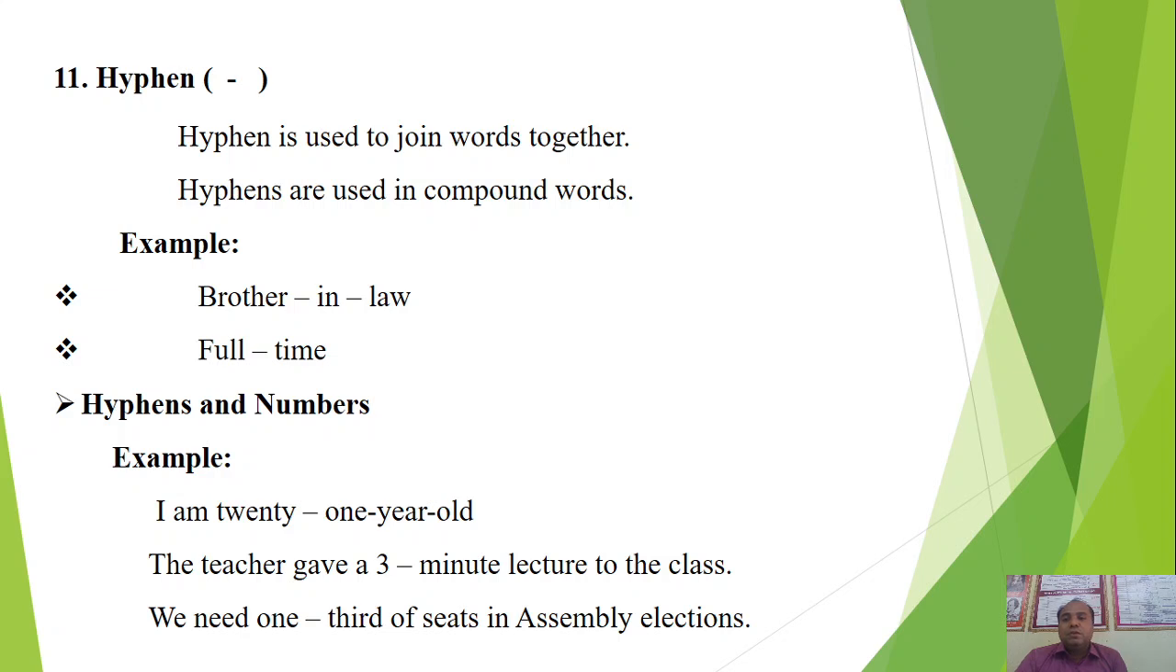It is also used with numbers. Example: I am 21-year-old. So when you are writing 21-year-old in words, it should be shown with a hyphen. The teacher gave a 3-minute lecture to the class. So here you can see the hyphen after the numeral 3. We need 1/3 of seats in assembly elections. So 1/3 is also shown with a hyphen mark.